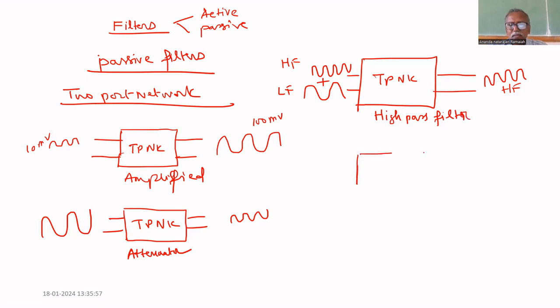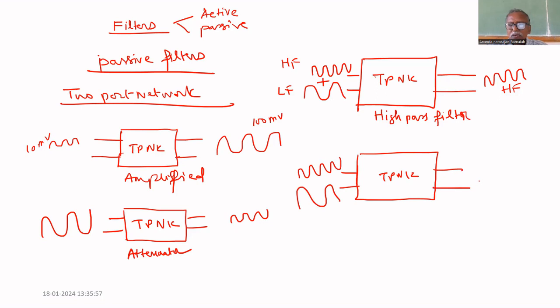Another two-port network. In the same way, I'm giving high frequency as well as low frequency. It gives out only low frequency, without any amplification and attenuation. Then it is called a low pass filter.